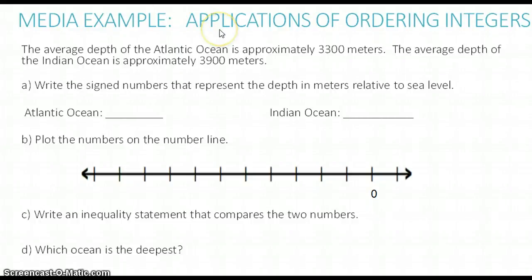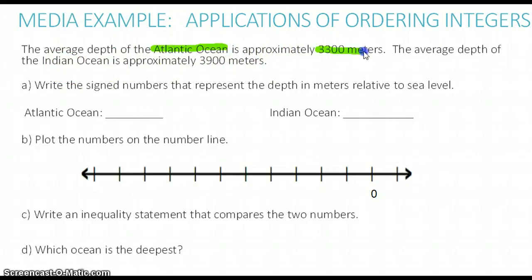In this example, we're going to look at applications of ordering integers. Let's read the question carefully. The average depth of the Atlantic Ocean is approximately 3,300 meters. The average depth of the Indian Ocean is approximately 3,900 meters. So let's just stop and highlight some of that important information.